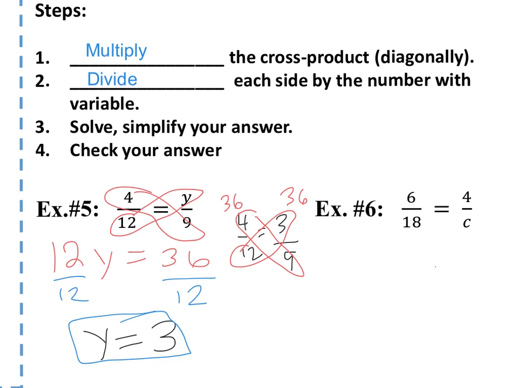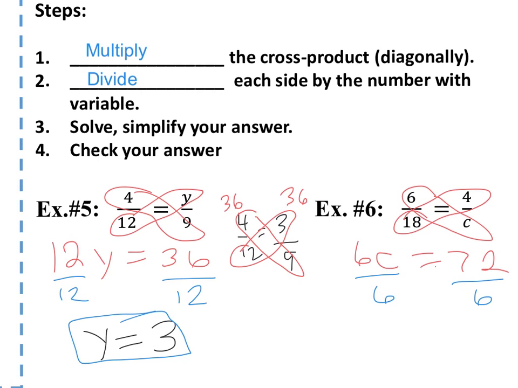Now in example 6, we're going to do the same exact thing where we have 6 over 18 equals 4 over c. So we are going to multiply diagonally, 6 times c, and we get 6c equals 18 times 4, and 18 times 4 we get 72. Now the next step, we're going to divide each side by that coefficient. So divide by the 6, and we end up with a solution of c equals 12. And this is our final solution.